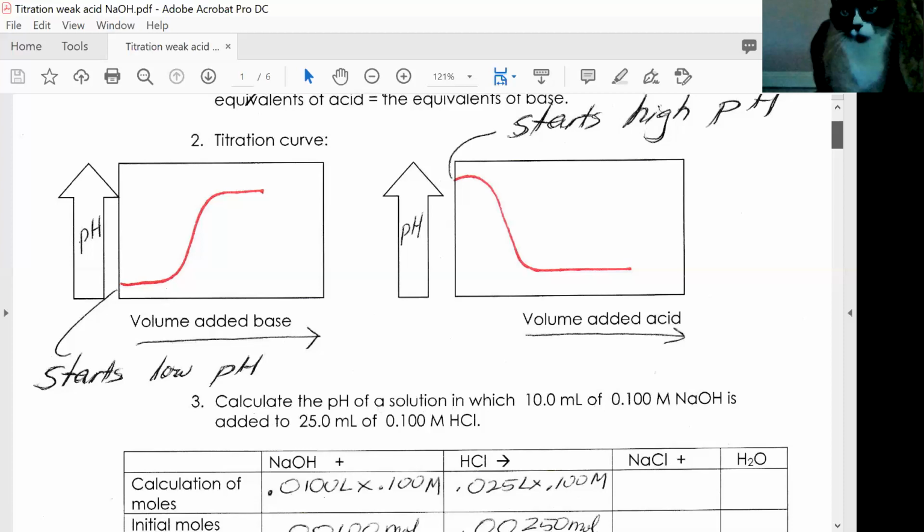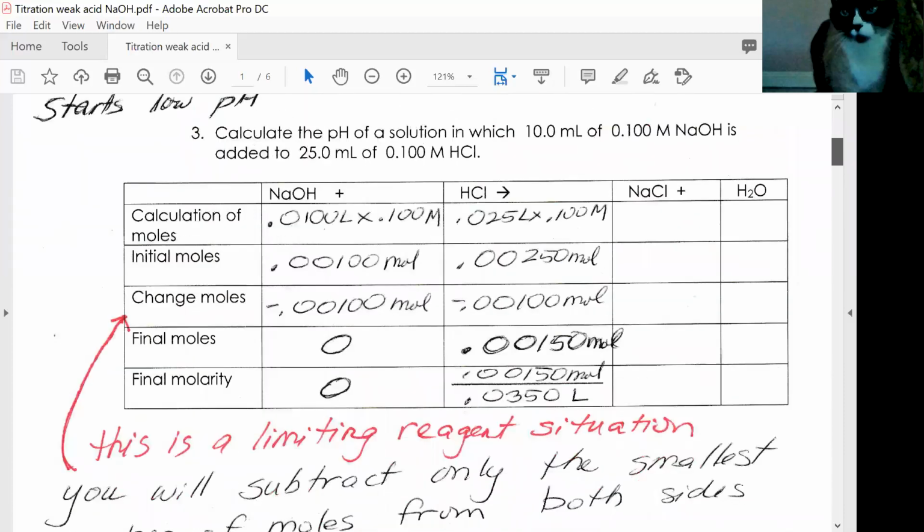Okay, here we go. Let's look at our question here. Calculate the pH of a solution in which 10 milliliters of 0.1 molar sodium hydroxide is added to 25 milliliters of 0.1 molar hydrochloric acid. So we're going to calculate the moles first on the first row here. So sodium hydroxide, 0.0100 liters times 0.100 molar. So we get 0.00100 moles of sodium hydroxide.